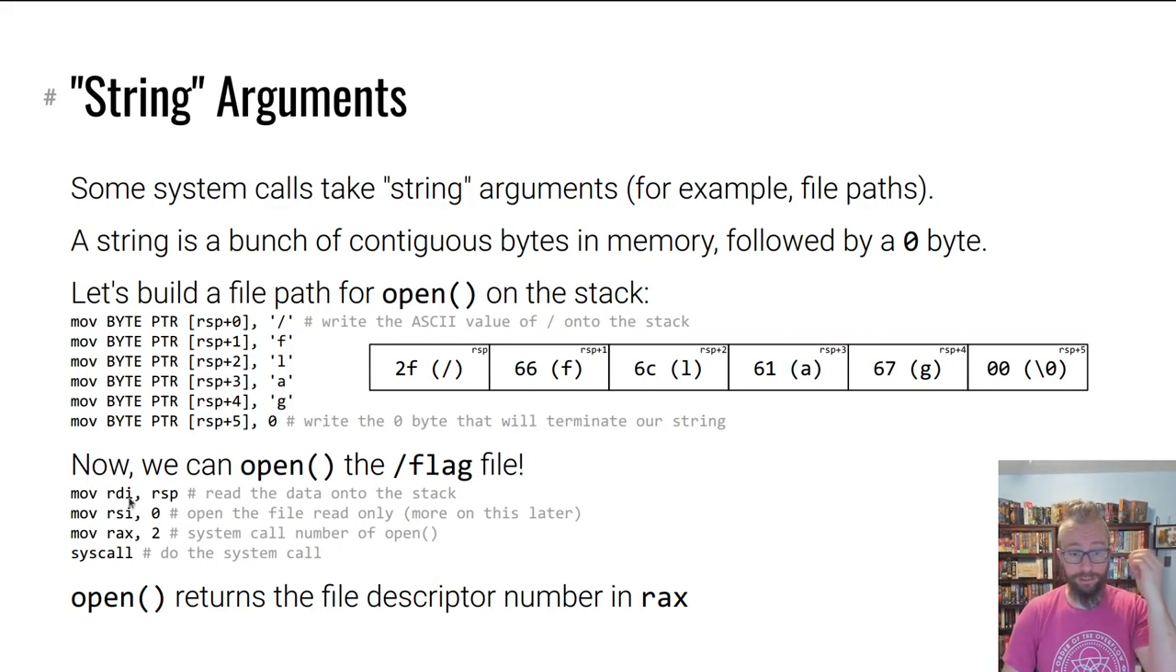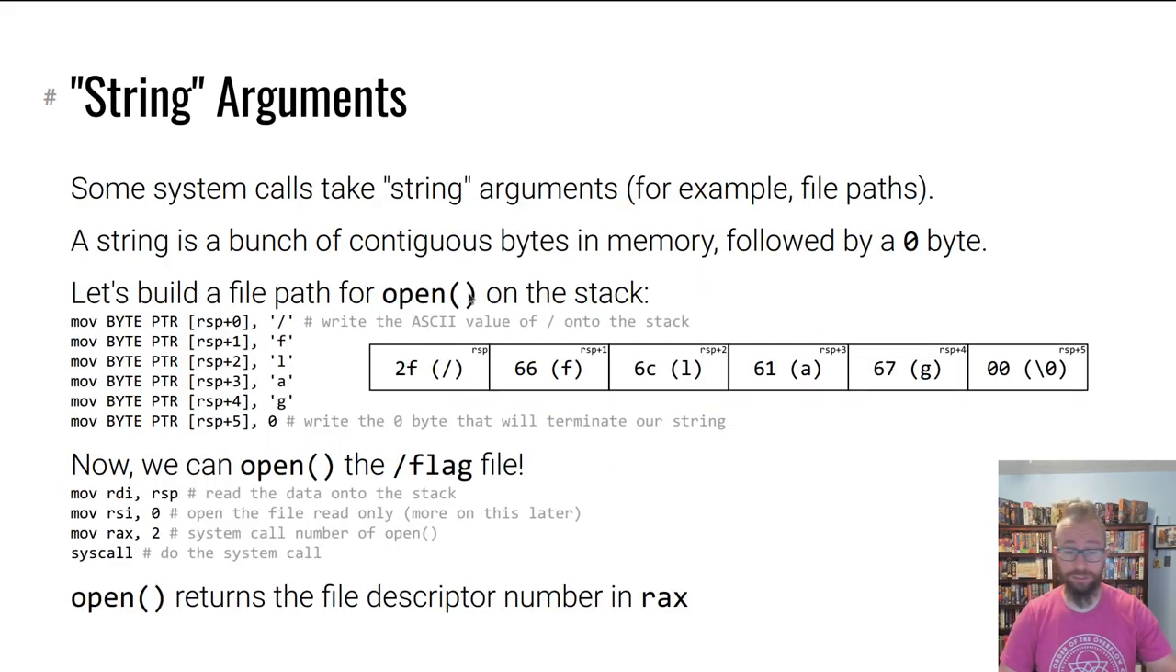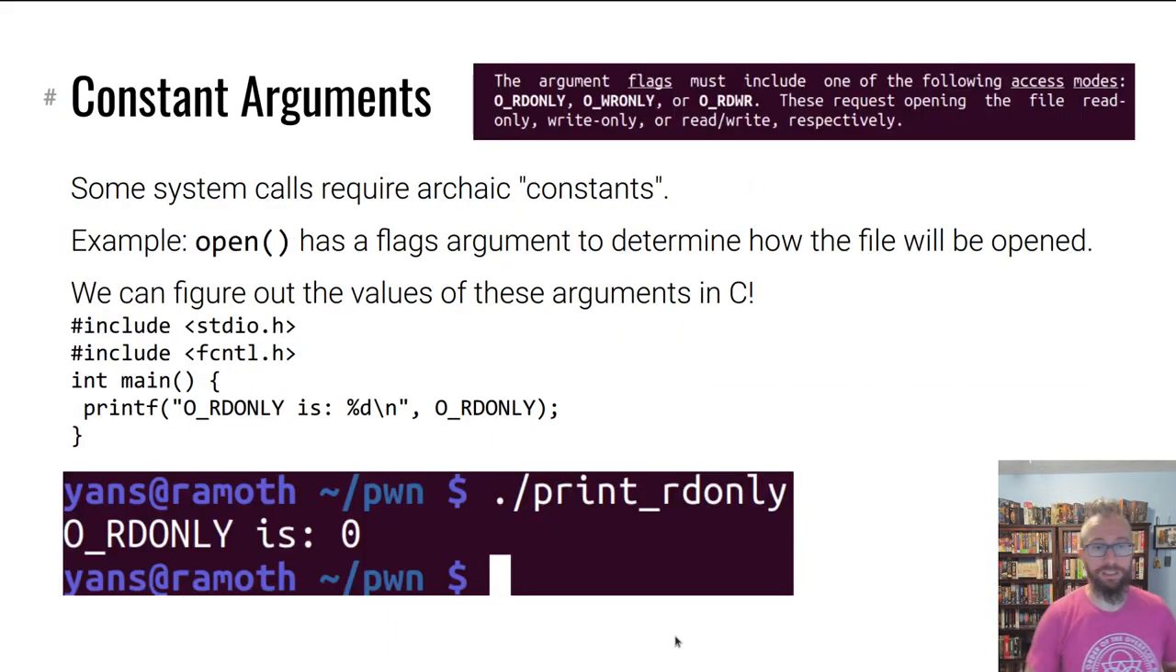Okay? Then you can just use that to open slash flag. Open takes, as we saw here, a path and flags. So we're going to set the flags to zero, and I'll tell you how to get that next. But we're going to set the first argument to this string in memory that says slash flag, second argument zero, the syscall number of open is two, and we hit syscall. And we open our file and get the file descriptor number in RAX. Super cool. Okay.